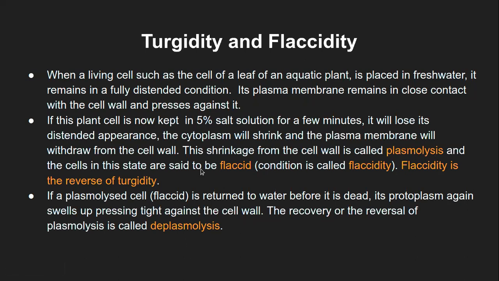And the cells in this state are said to be flaccid. So that is obviously shrinkage of the cell membrane or plasma membrane, or in general the cell, that is called the flaccid condition. Flaccid cell, and the condition is called flaccidity. And flaccidity is obviously the reverse of turgidity. Okay. Again, any questions here? I hope you have followed this particular part as well. If anyone has any question, can quickly ask me.